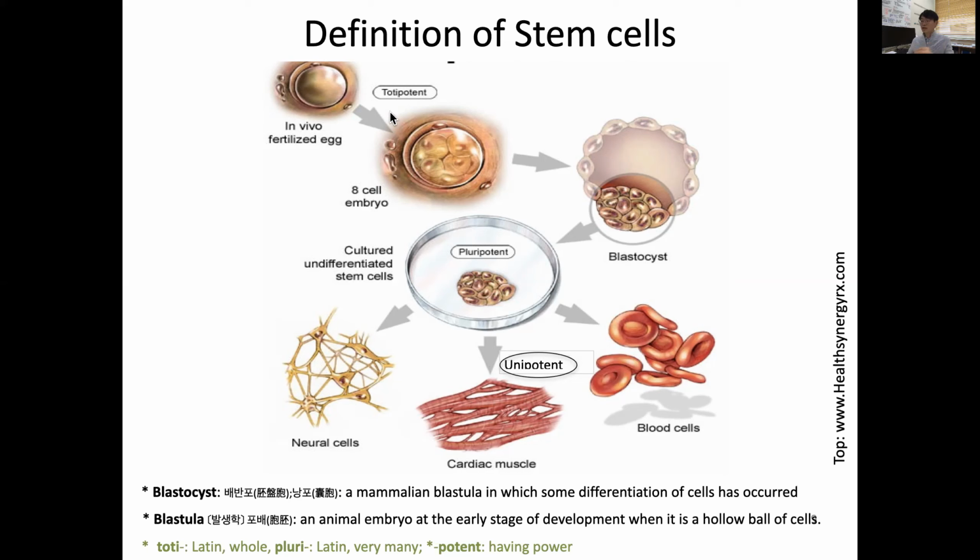So this term, toti, comes from Latin, meaning whole, and pluri, you remember that in English, a single versus a plural form. So pluri means in Latin, very many. And this potency means having the power to become any kind of cell type.